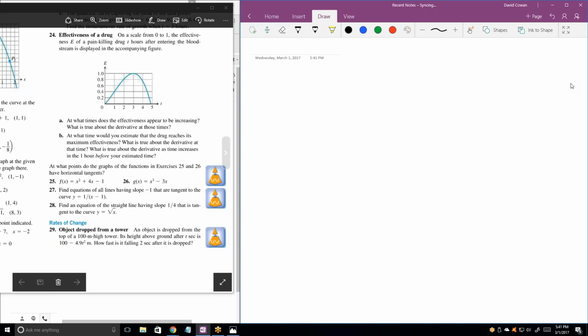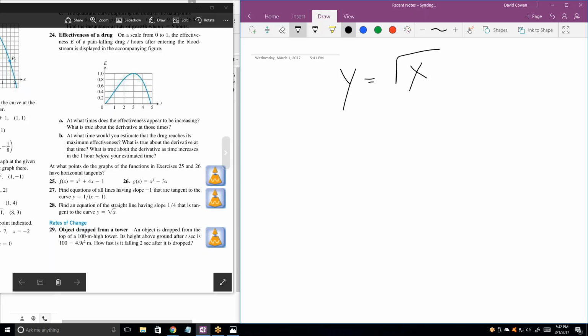How about 28? Is that on your list? Yes, it is. Okay. Find the equation of the straight line having slope 1/4 that is tangent to the curve y equals square root of x.